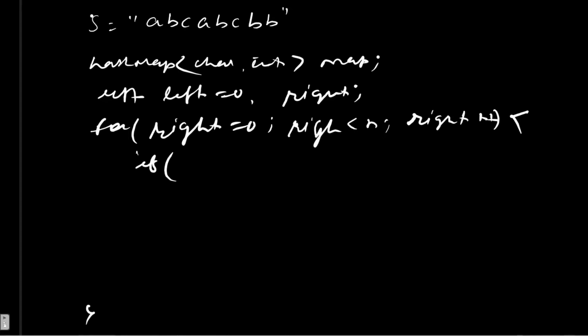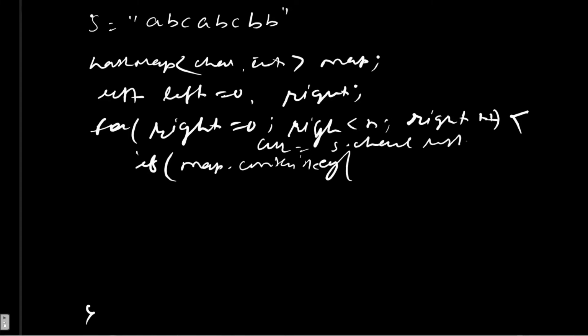Whenever we find that there is a repeating character, how can we find that? We will look in our map whether there is any index that is already present in our hash map. How can we check that? We will use map dot containsKey of the current character. Let's say cur equal to s dot charAt right.